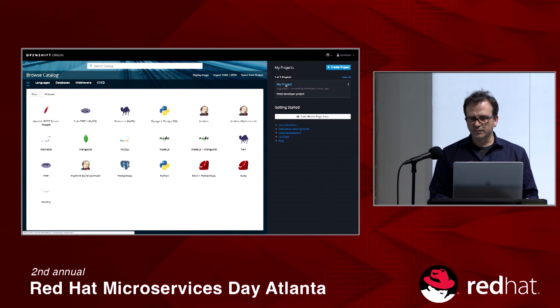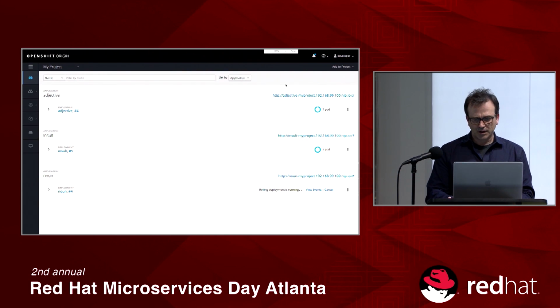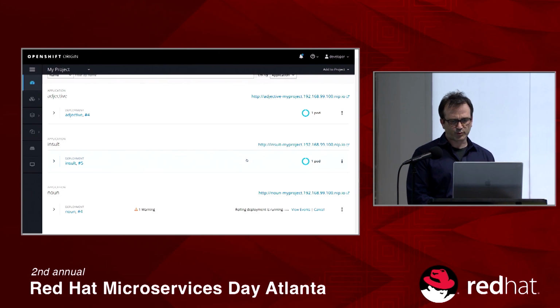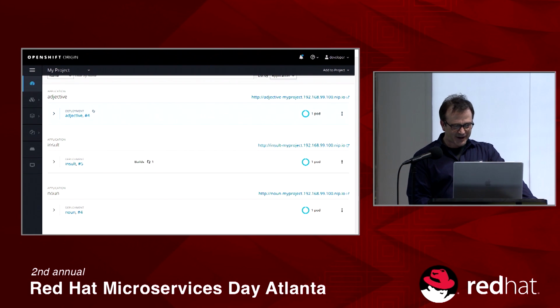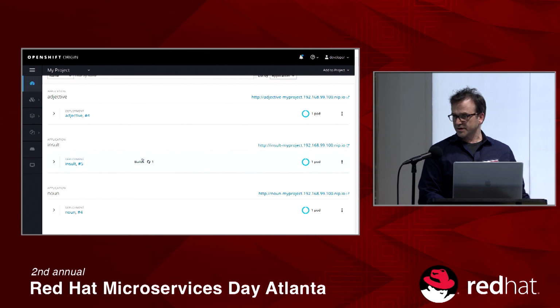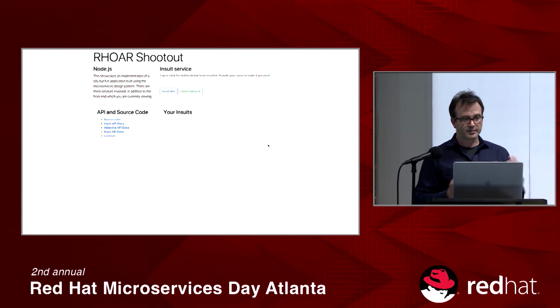So this is my Minishift console running on my machine, and as you can see, we have all of these services here. It's still in the process of deploying them. But just like the screens that you've already seen a couple of times, we've got an adjective service, an insult service, and a noun service. The insult service is currently being deployed, but it is running a rolling deployment like those other ones were, so we can actually probably bring it up.